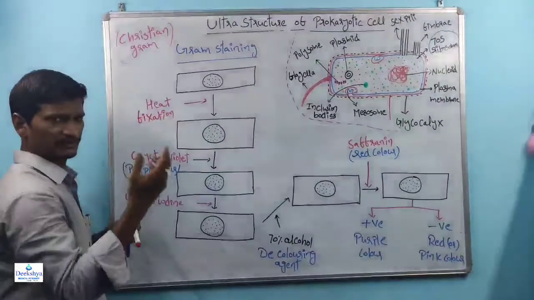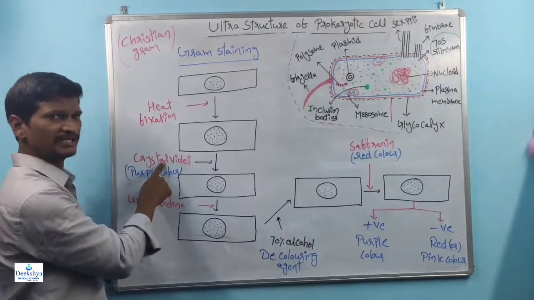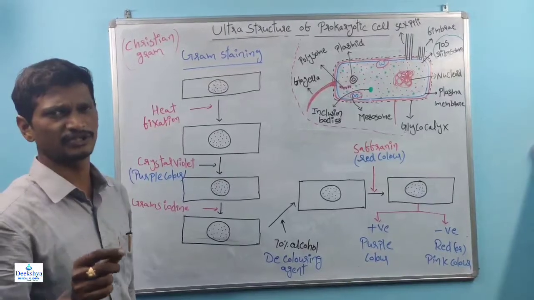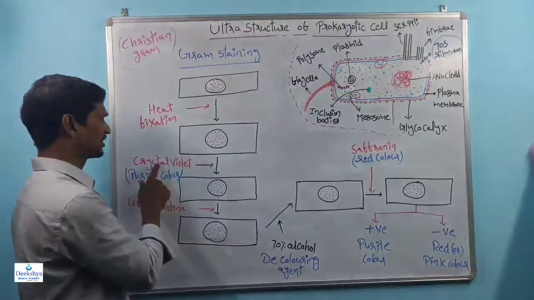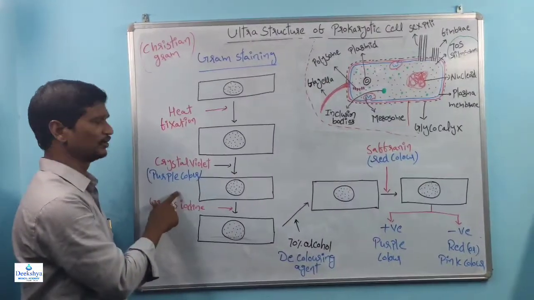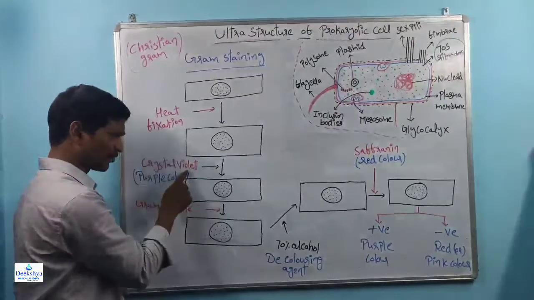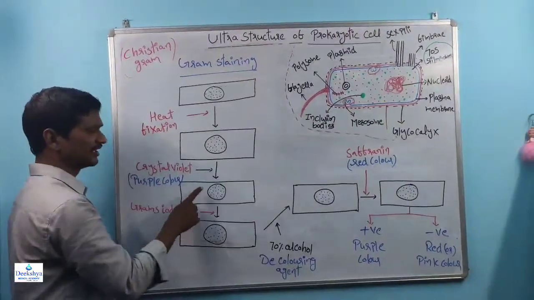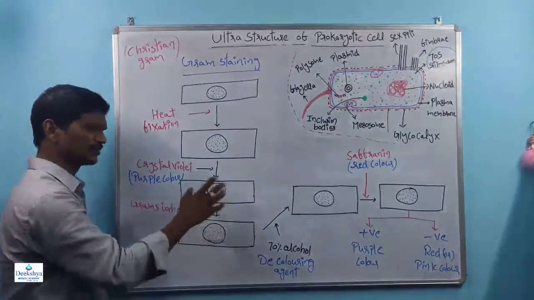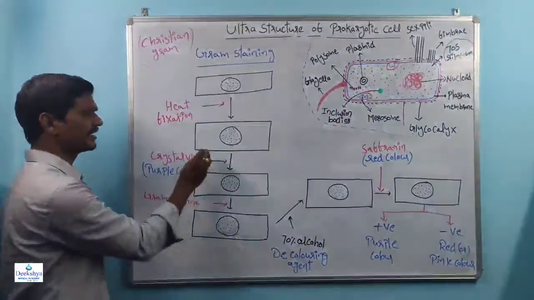After that heat fixation process, we add a coloring agent. The very first one is crystal violet. Crystal violet is the first coloring agent in this process, and its color is purple. Once we add that crystal violet stain, the cells are modified into purple color. We don't know, because we have not identified the cells under the microscope. We added the crystal violet.